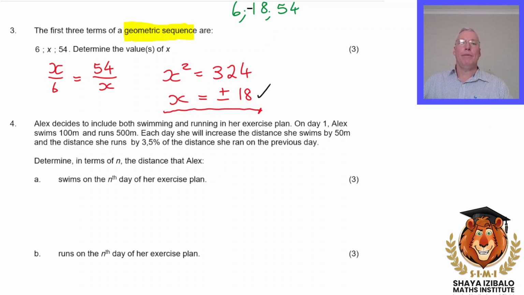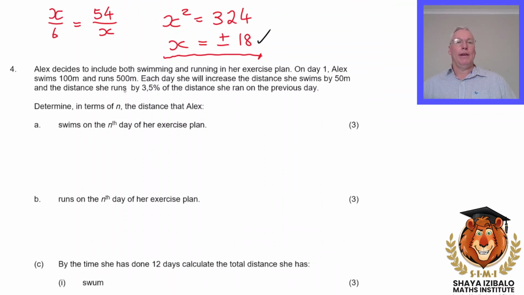Here's a word problem. Alex decides to include both swimming and running in her exercise plan. On day 1, Alex swims 100 meters and runs 500 meters. Each day she increases the distance she swims by 50 meters and the distance she runs by 3.5% of the distance she ran on the previous day. Right, so let's see, how far does she swim on the nth day of her exercise plan?